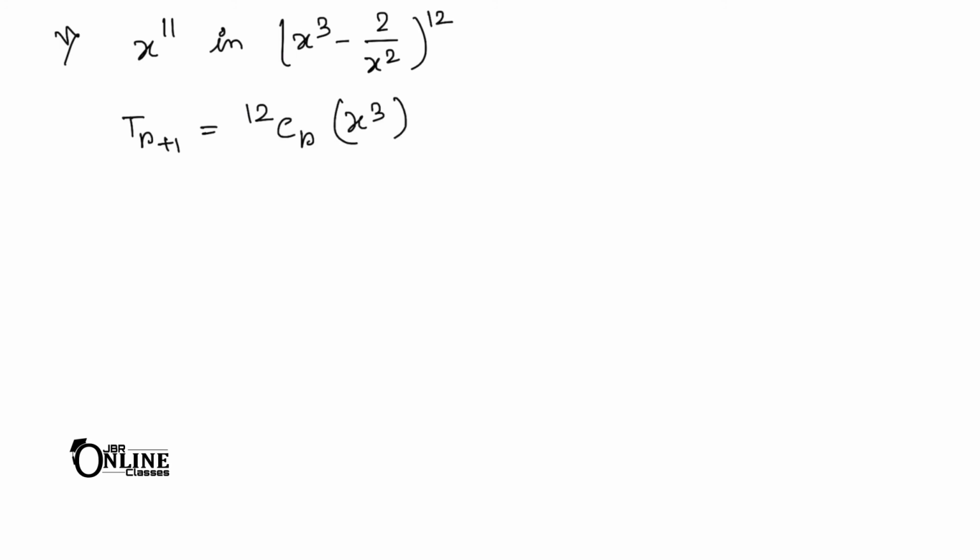In sum number 5 you have x to the power 11 in what? In (x cube minus 2 by x square) whole to the power 12. So that means for T(r+1) the formula will be 12Cr, then x cube to the power 12 minus r, and then minus 2 by x square to the power r. Clear? So first you have to find the power of x.